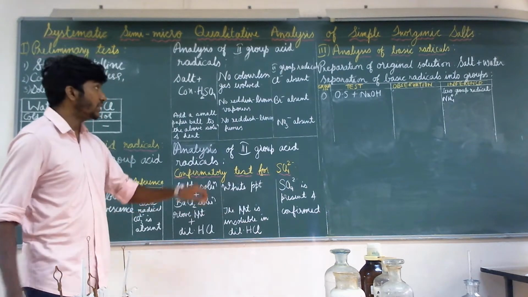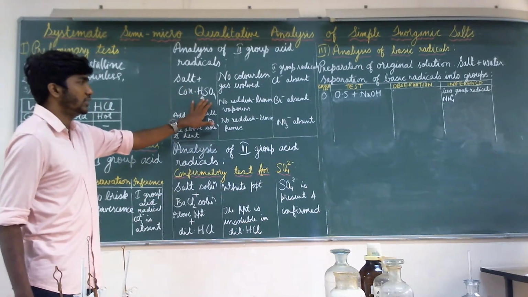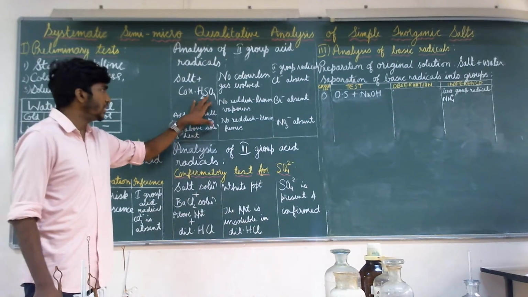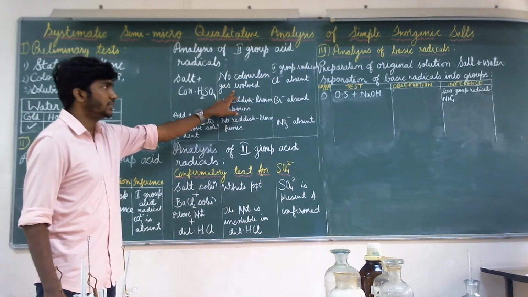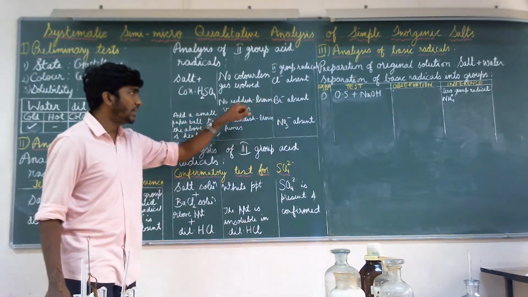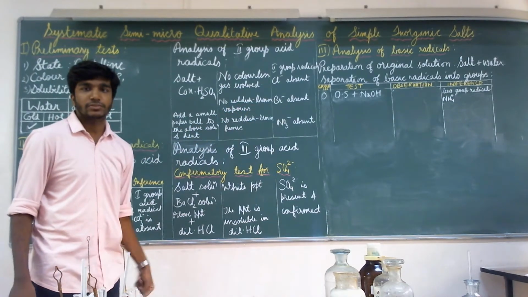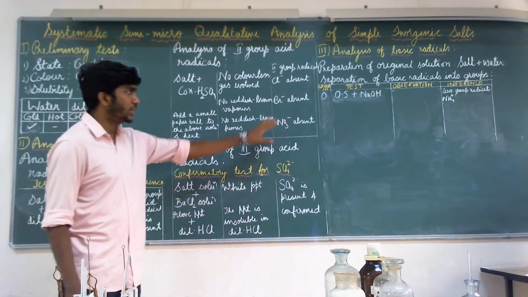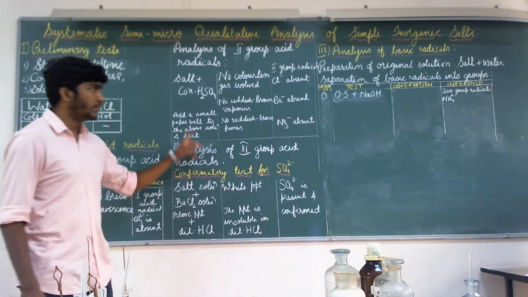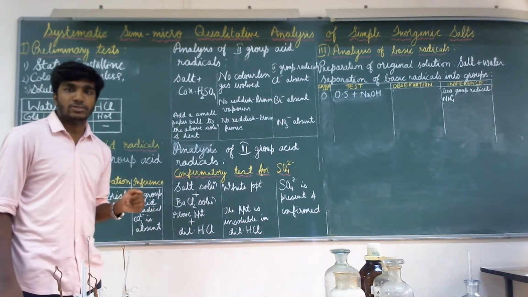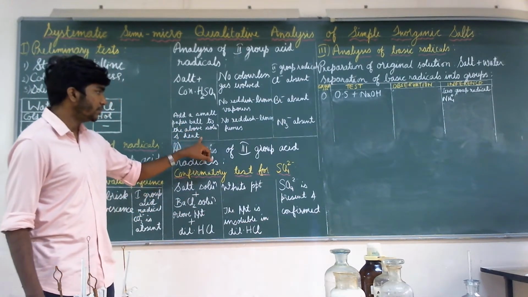What we did there was we added salt and concentrated sulfuric acid. In cold condition, I did not observe colorless gas, which means chloride was absent, and I also did not observe reddish brown fumes or reddish brown vapors, which means bromide was absent. After that, we added a small paper pellet to the same test tube, and we heated it.